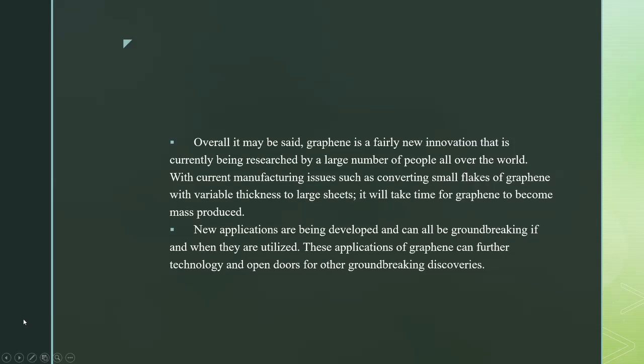Overall, it may be said that graphene is a fairly new innovation that is currently being researched by a large number of people all over the world. With current manufacturing issues such as converting small flakes of graphene with variable thickness to large sheets, it will take time for graphene to become mass produced. New applications are currently being developed and can be groundbreaking if and when they are utilized. These applications of graphene can further technology and open doors for other groundbreaking discoveries.